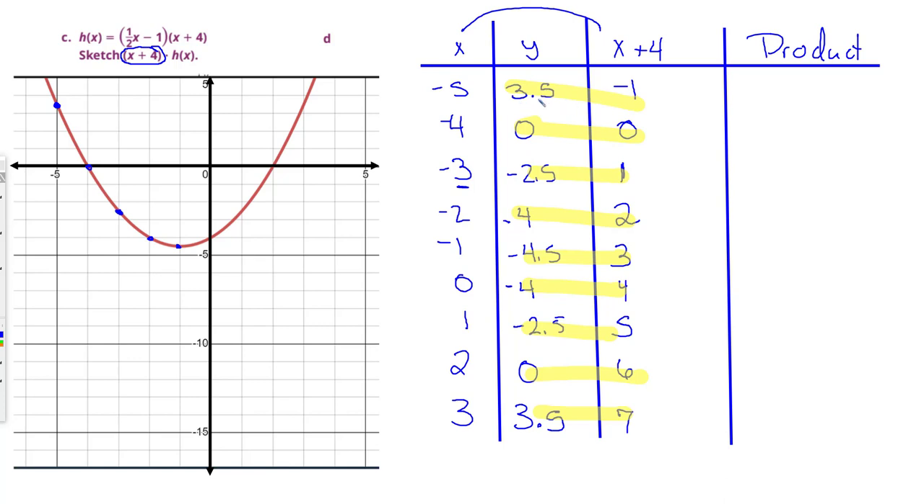So negative 1 times 3.5 is negative 3.5. So at negative 5, I'm at negative 3.5. Negative 4, that product is going to be 0. Negative 2.5 times 1 is negative 2.5. So I'll come back down. Negative 4 times 2, negative 8. Negative 4.5 times 3, who knows what that product is?